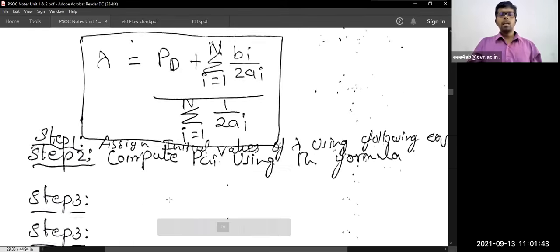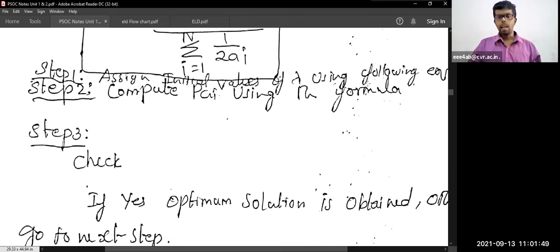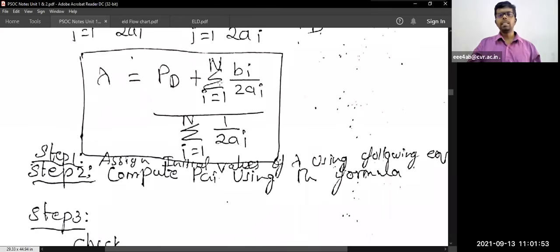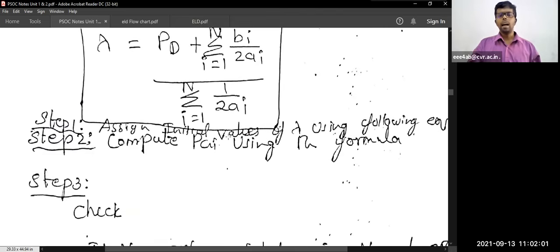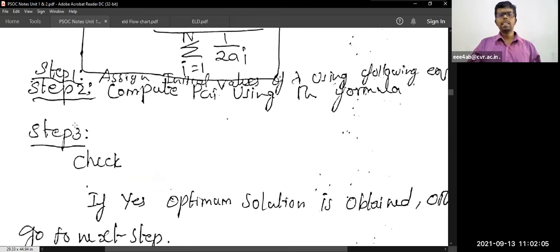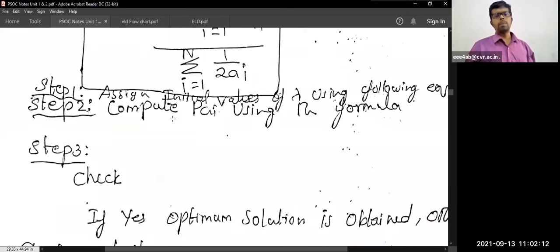Okay. So here, what is step number 1? Step number 1 is assign the initial values of lambda using this formula. So what is this formula? Plus summation I equal to 1 to n of bi divided by 2a, the whole divided by summation I equal to 1 to n of 1 divided by 2ai. Next, step number 2. Step number 2 is compute the PGI, using the formula.